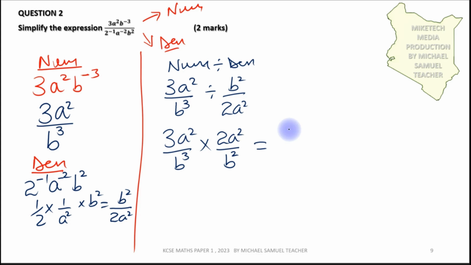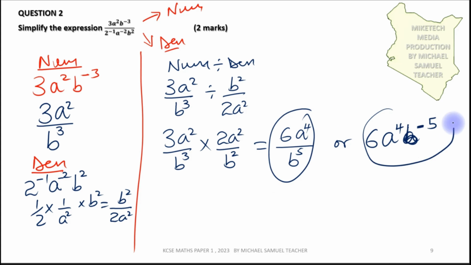3 times 2, that is 6. A squared times a squared, that is a raised to 4. We add the powers. And the denominator part is b raised to 5. We add the powers since the base is the same. So this can also be written as 6a raised to 4 times b raised to minus 5. So either of these is acceptable.